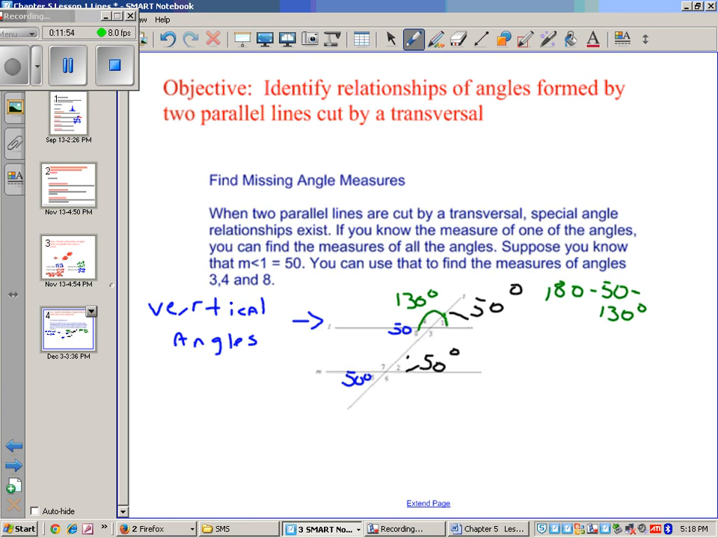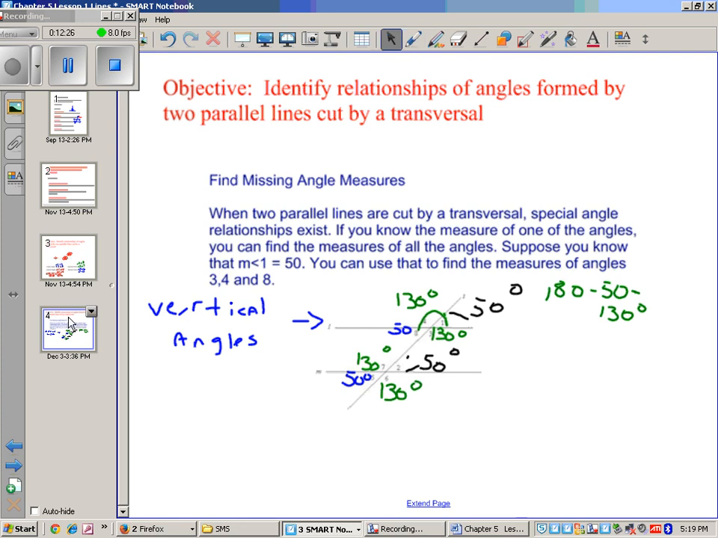Now we can take angle 3, the vertical angle to angle 4. Angle 3 is 130 degrees. Now let's look at 4 and 7. Angle 7 is corresponding with angle 4, so angle 7 is also 130 degrees. And we could look at angle 6. We could take angle 3 and 6, which again is corresponding, or angle 7, which is a vertical, and come up with 130 degrees.